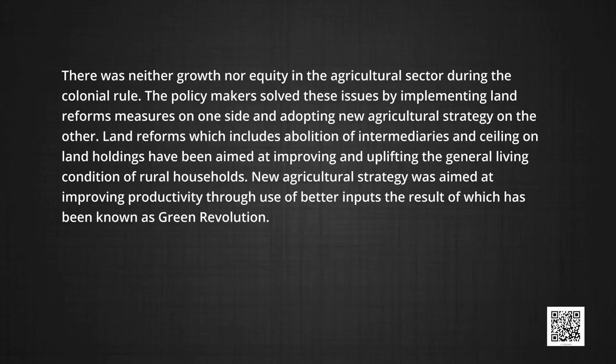There was neither growth nor equity in the agricultural sector during the colonial rule. The policymakers solved these issues by implementing land reform measures on one side and adopting a new agricultural strategy on the other. Land reforms, which include abolition of intermediaries and ceiling on land holdings, among others, have been aimed at improving and uplifting the general living condition of rural households. On the other hand, the new agricultural strategy was aimed at improving productivity through use of better inputs, the result of which has been known as Green Revolution. Let us explain these two points one by one.